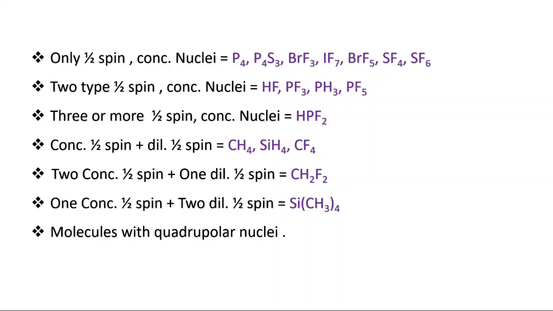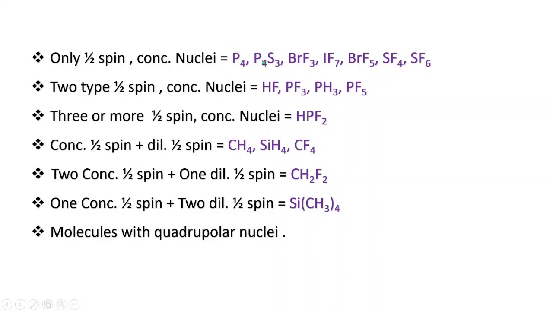Now, depending upon the concentration of the nuclei, that is the natural abundance, the value of the spin and the quadrupolar moment, we have seven types of systems. Generally there are seven, though we have more than that. The first system has only spin half, concentrated nuclei, meaning whatever nuclei are present in the system have high natural abundance. You can see P4: only phosphorus-31 will be present in high abundance.